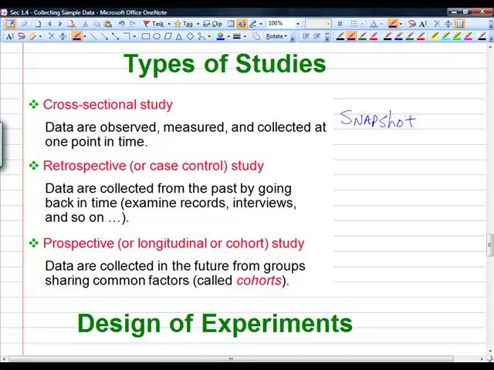Retrospective, or a case control study, is where data are collected from the past by going back in time and examining records, looking at interviews, and so on. This is sometimes called data mining. And then a prospective or a longitudinal study is where you follow a cohort of people into the future. You pick a group that you're interested in studying some characteristics of, and you follow them into the future, all of the same people, and see what happens to them. So data are collected in the future from groups sharing common factors.